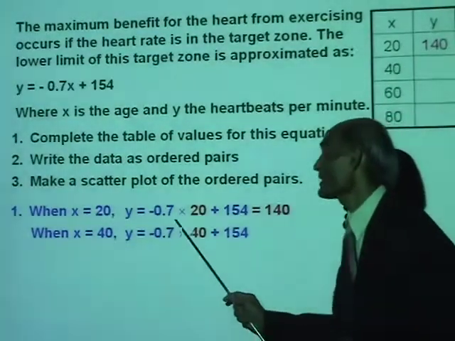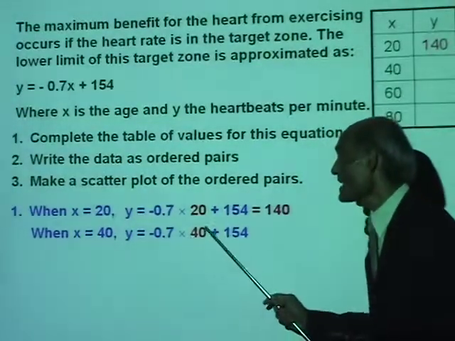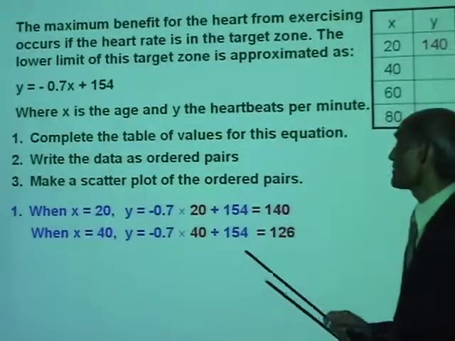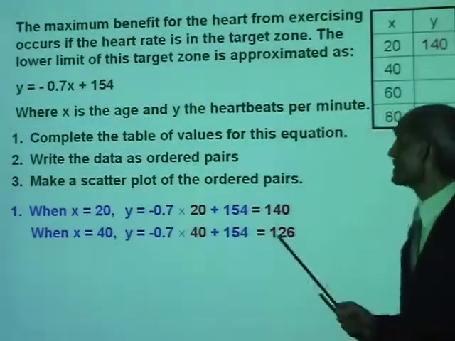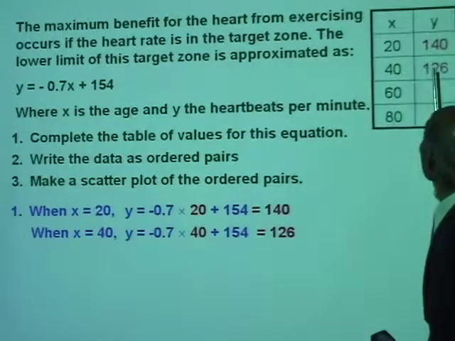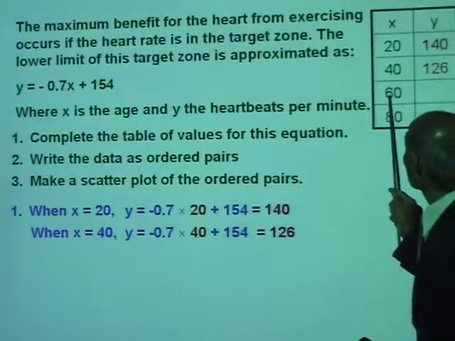Well, I can do it quickly for you. That would be negative 28. And negative 28 added to 154 will be 126. So when x equal to 40, y equal to 126. Alright, let's do the next one.